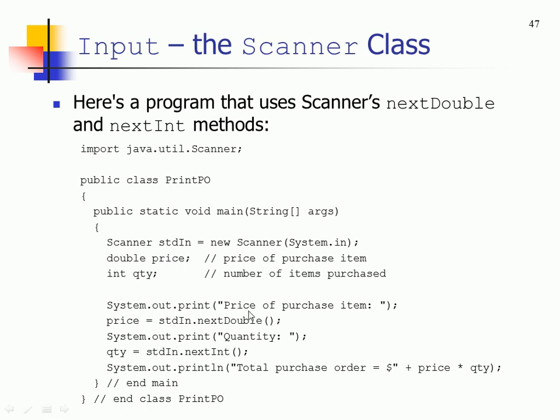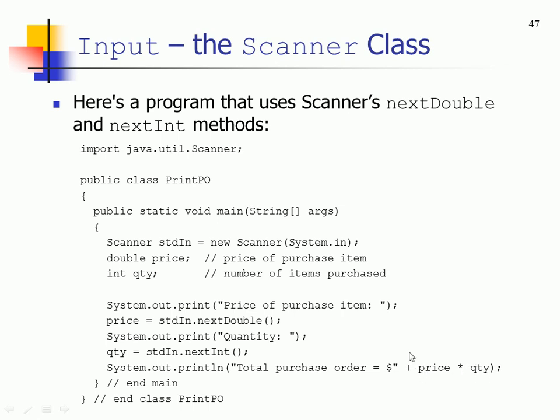All right. It says price of purchased item. Now down here we're doing stdin.nextDouble, so I'm going to get input for it. What's going to happen is it's going to output on the screen price of purchased item with a colon and a space and be blinking right there. The nextDouble is going to get the next double into price. Then I'm going to say quantity, and it's going to be blinking again. I'm going to say nextInt. I'm going to get the next integer. Okay. Then total purchase order equals price times quantity.